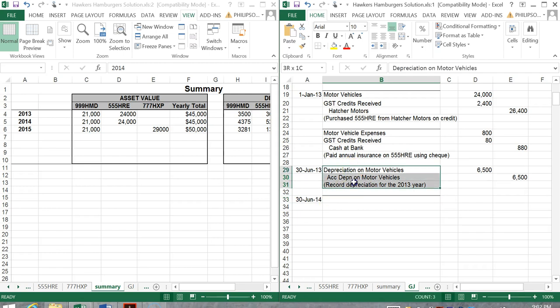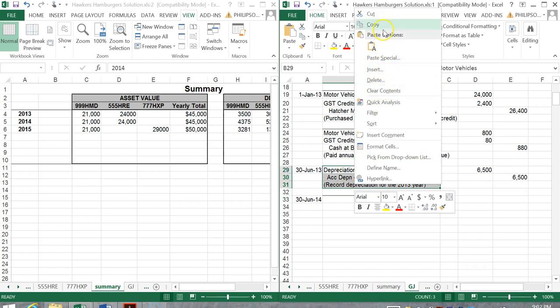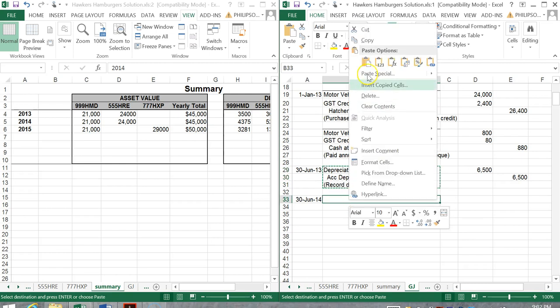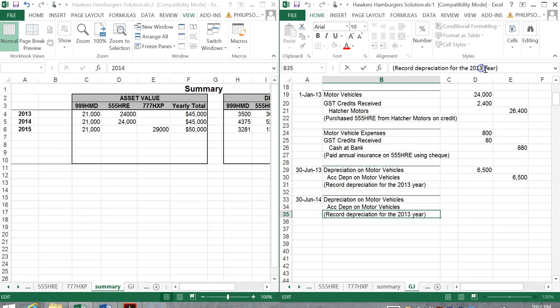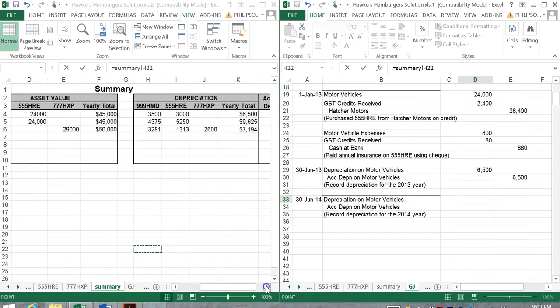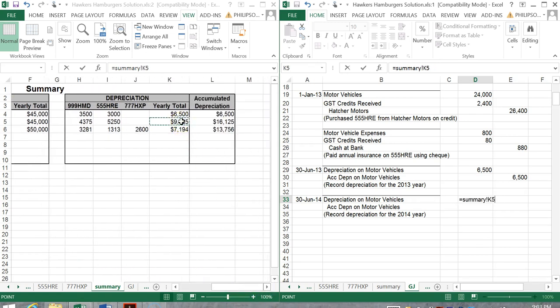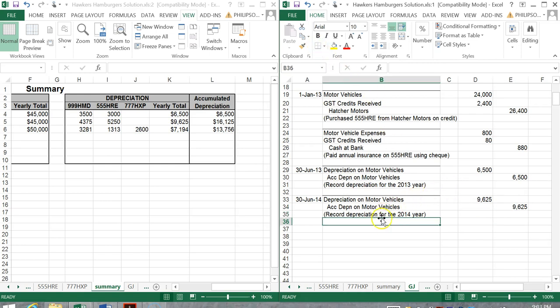Now, just cutting down on time in the exam, copy, paste, change that to 2014, and equals, let's come over and get 9625. 9625, yep. And then our credit will equal that as well. And there's our depreciation for the 2014 year.